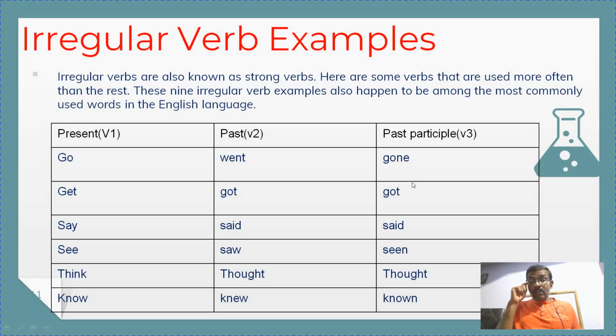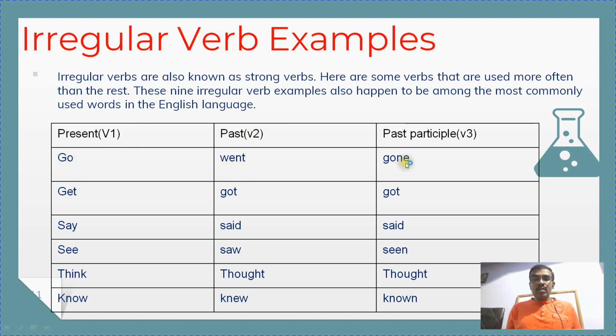Next, irregular verbs. What are irregular verbs? Irregular verbs are the strong verbs, used more often than the rest. These irregular verbs are used more than the regular verbs we have discussed. Here they have given some examples: present form, past form, past participle form. V1 is the present form, the past form is V2, and the past participle is the V3 form. V1, V2, V3 is very important. We have to learn more V1, V2, V3, so that only then can we talk in English fluently.